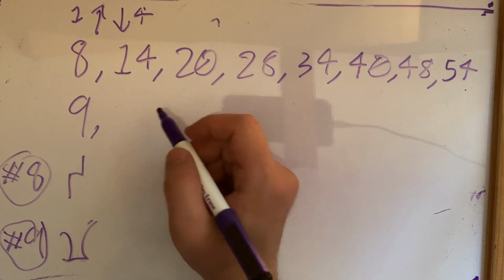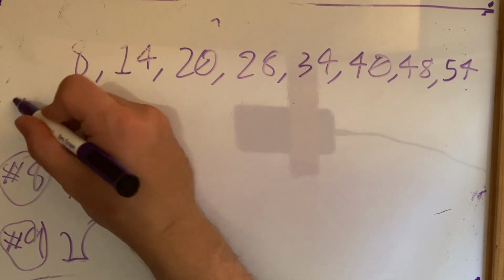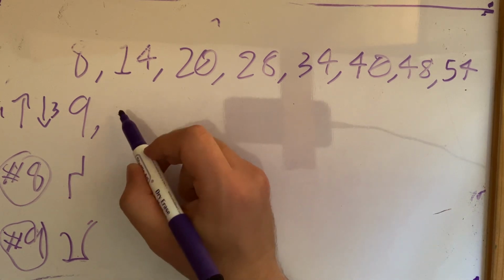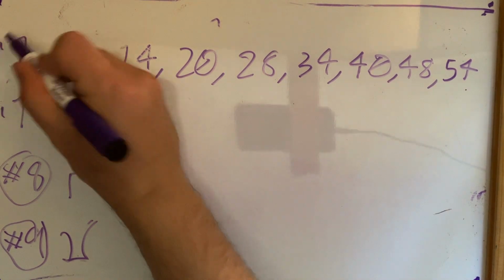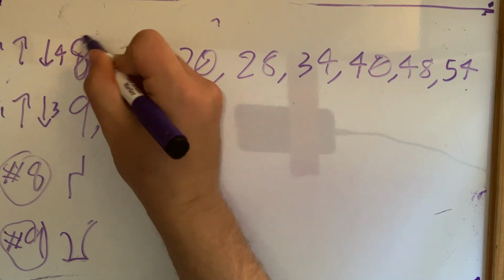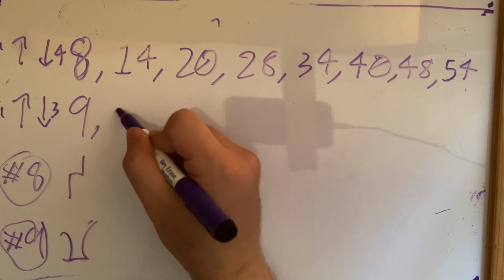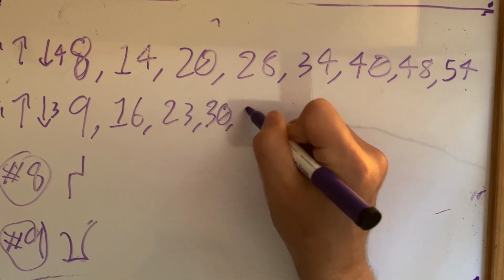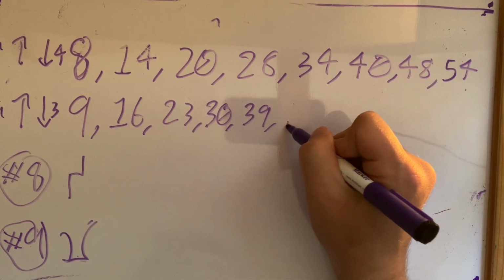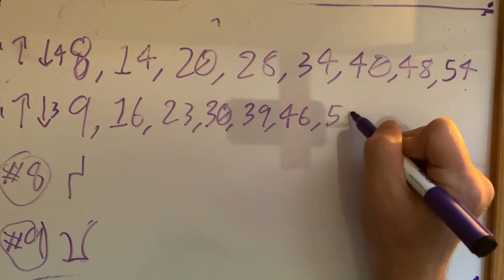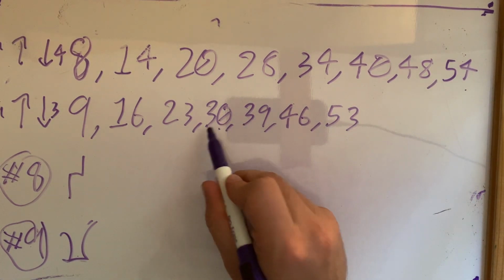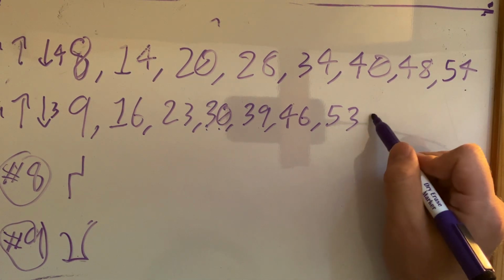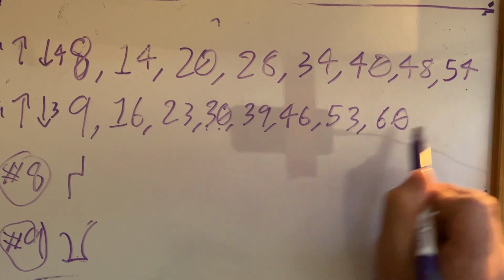9 is a little similar. For 9, the up-down pattern is 1 on the left and down by 3 on the right. So we go 9, 16, 23, 30, 39, 46, 53. See how it resets here? Stall on the left, reset on the right. 53, 60, and on and on.